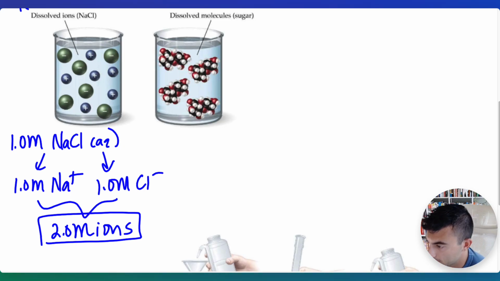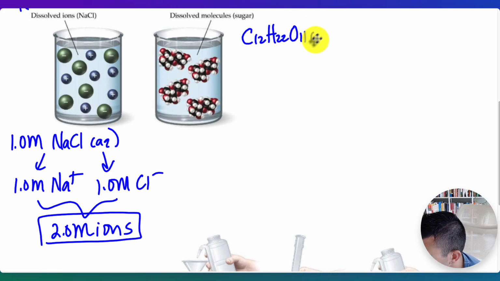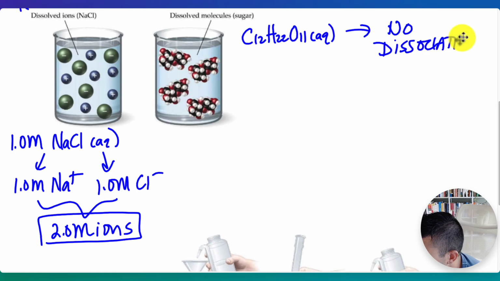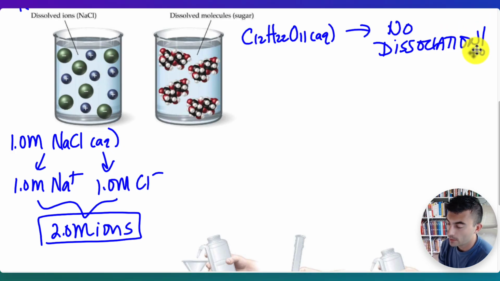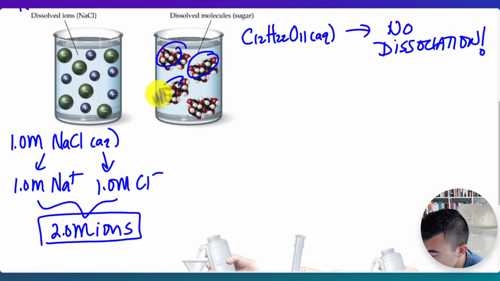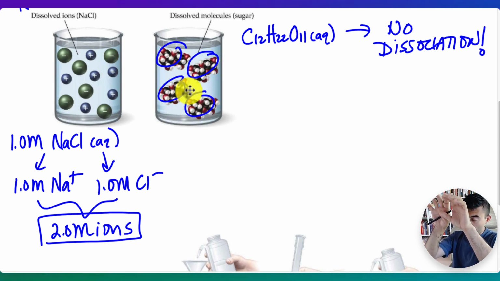Molecular covalent substances, so for something like sugar, let's say it's sucrose, C12H22O11, when that dissolves in water, there's no dissociation that happens. Okay? These sugar molecules, starting as a solid, will move apart from each other and become aqueous, but those molecules themselves don't break any further down. That's an important difference from molecular covalent substances compared to ionic.